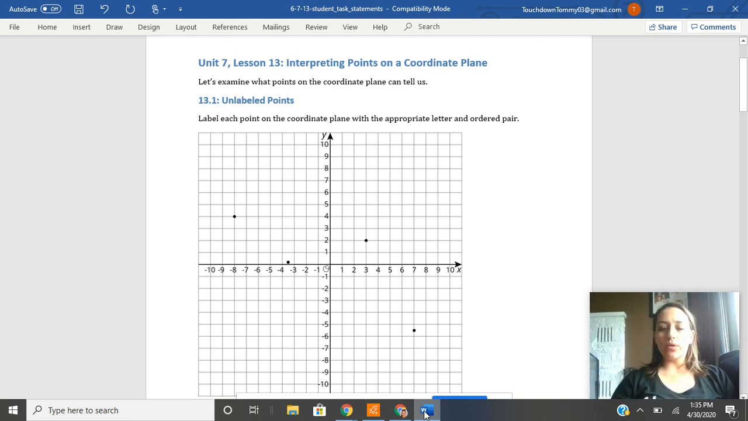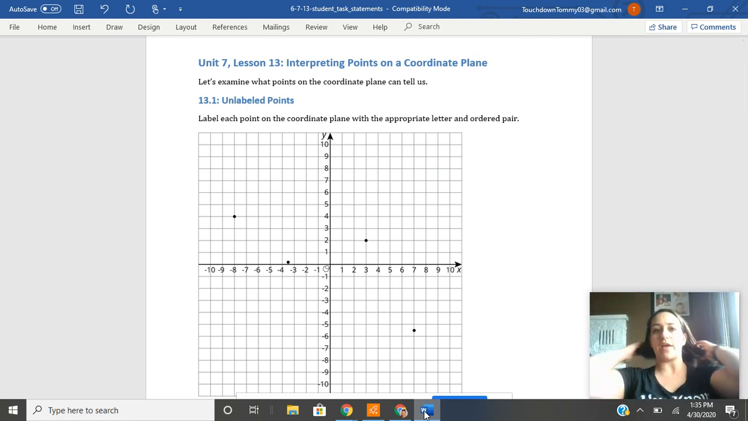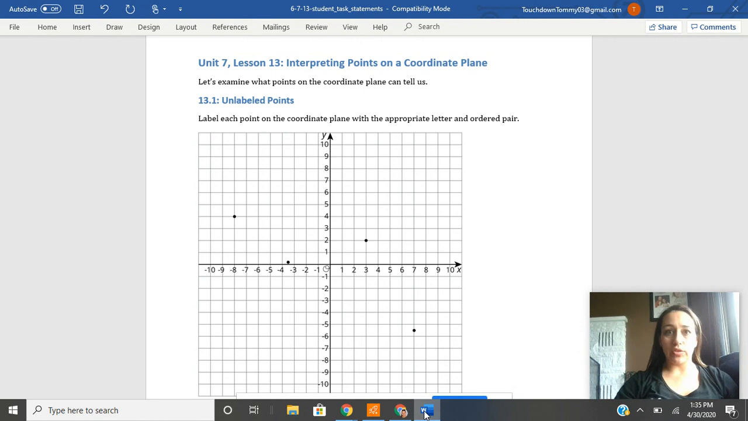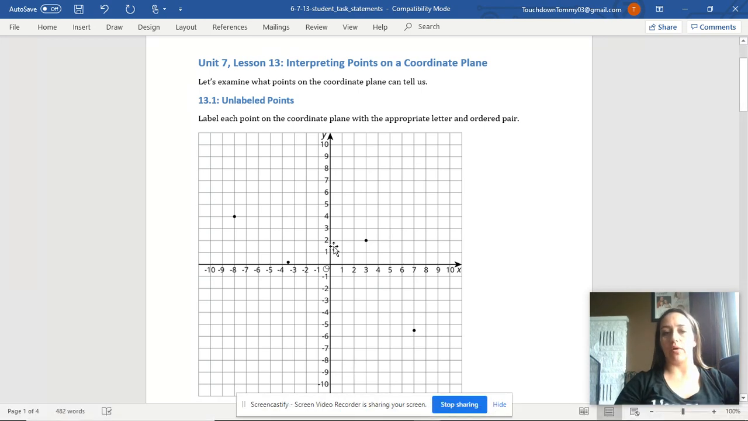Hey guys, all right, so today we're looking at lesson 13 in your math workbooks where we're going to be interpreting points on a coordinate plane. So previously we've plotted some points, we've looked at which quadrants they're in, and you've even created some graphs of your own. Now we're looking at something where there's already points given to us, and it's our job to figure out both where those are and then what they mean based on some other information we're going to get.